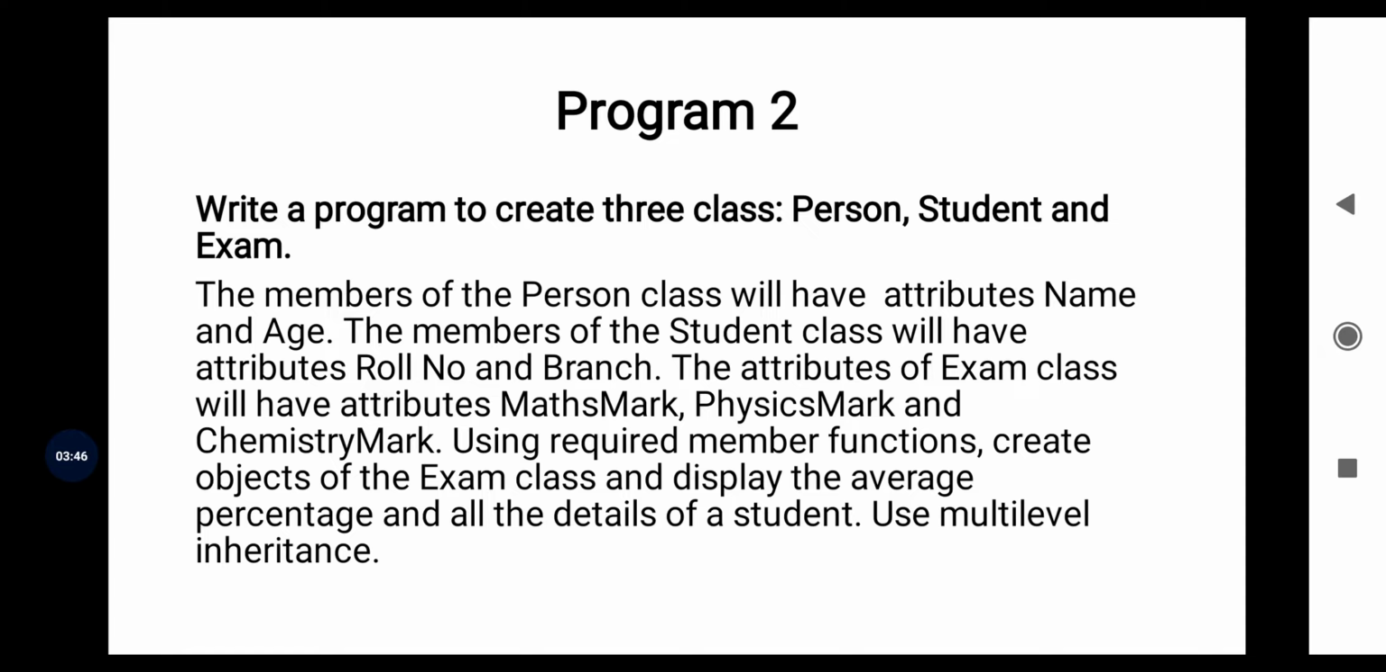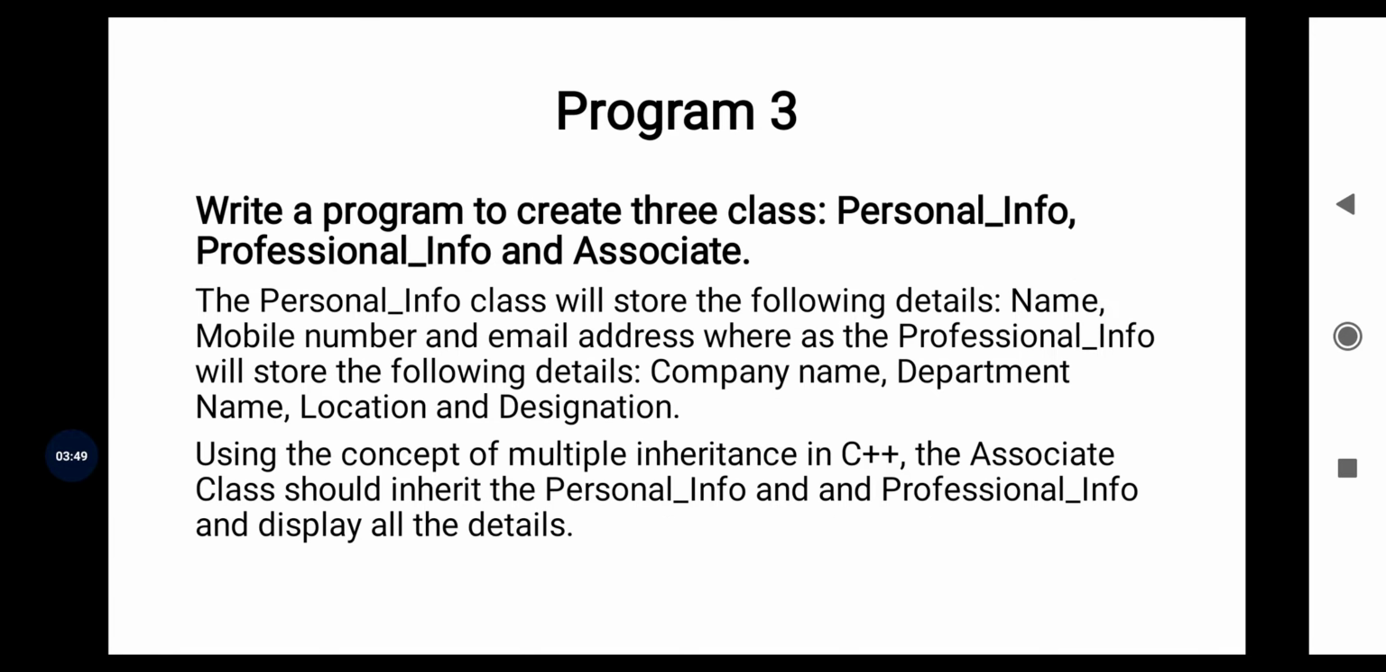Alright, and the last program for today would be the demonstration of multiple inheritance. Now in this case we're going to have 3 classes. Obviously for multiple inheritance, you need to have 3 classes. So one class would be personal info, the other one would be professional info, and these are the 2 base classes which are going to be used by the associate class. So the associate class is going to be the derived class, which would be deriving the attributes and the properties from the 2 base classes, personal info and professional info.